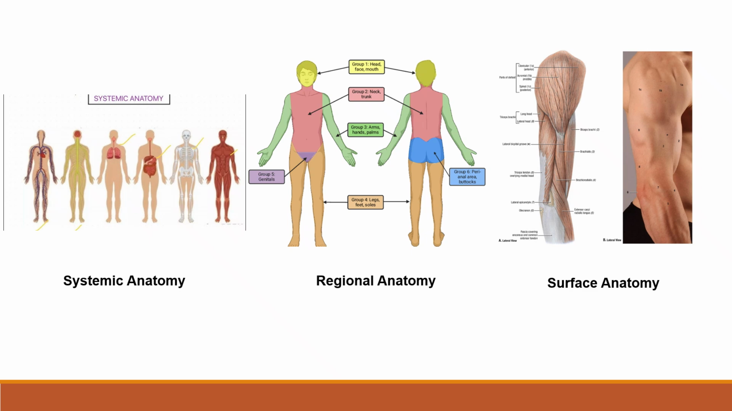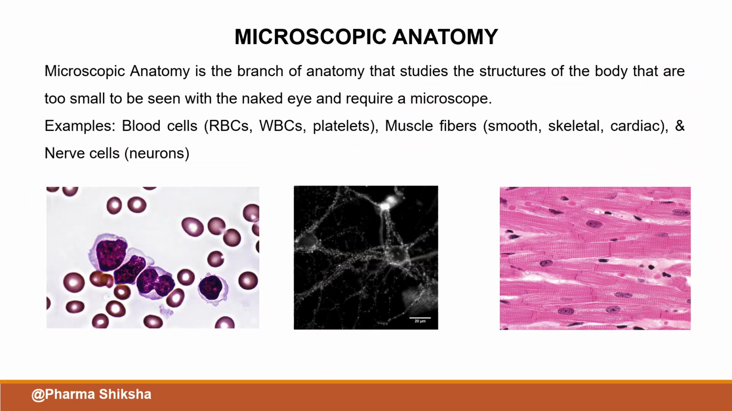And surface anatomy means external and internal features; you can see a few marks numbered here. Any of the marked surfaces we are studying, we call surface anatomy. And the next one you can see is microscopic anatomy.